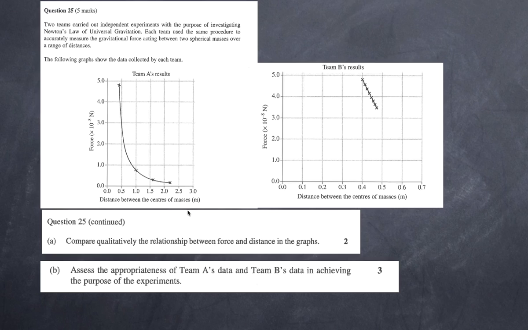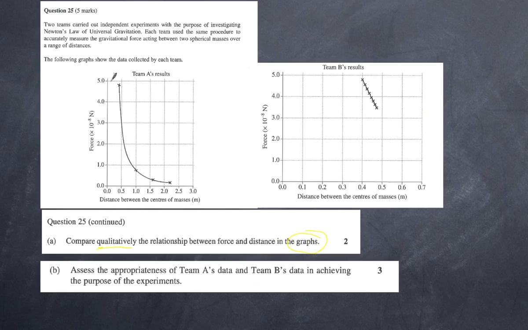And the first question says compare qualitatively the relationship between the force and distance in the graphs and assess the appropriateness of Team A's data and Team B's data in achieving the purpose of the experiments. So let's look at part A first. So when we look at part A, it says compare qualitatively. So we're not really interested in the numerical value. And secondly, it's important, it says in the graph. So you need to look at the relationship between the force and the distance in the graphs.